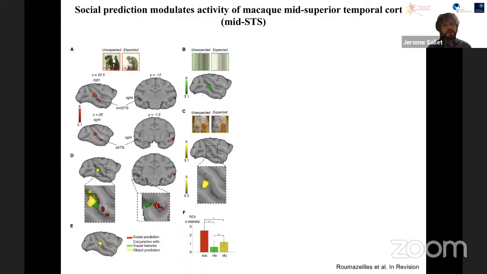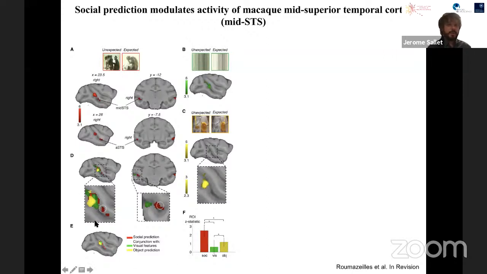We then presented to the animals another control to test whether the activity recorded here is specific to the social situation. So here we presented non-social situations, with objects interacting in unexpected or expected fashions. And then at a slightly lower threshold, we were able to get a cluster of activity in the region called the MT complex, a region that is sensitive to motion.